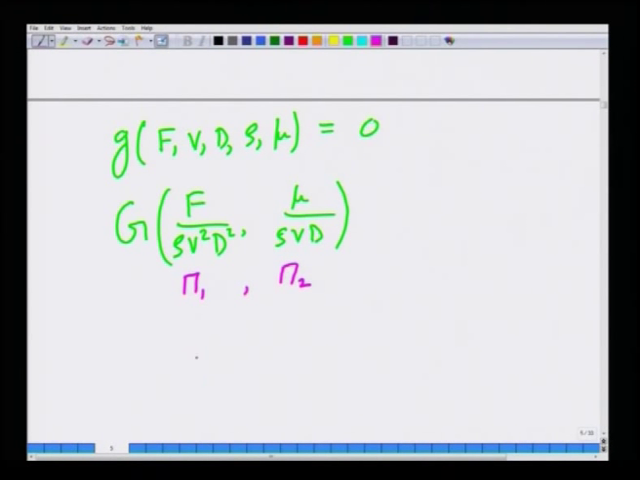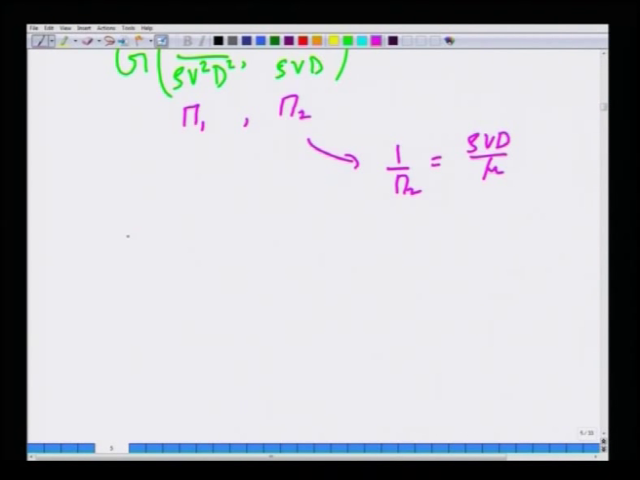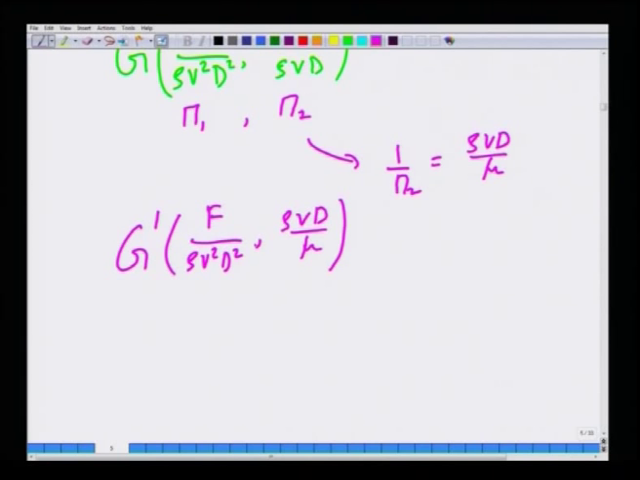Okay. We can always write, instead of writing mu by rho v d, we can also write 1 over pi 2 is rho v d by mu. You will get some other functional relationship between these two, let us say g prime of f by rho v squared d squared, and essentially you have 2 non-dimensional groups, and you cannot construct one out of the other. They are 2 independent non-dimensional groups from the original set of 5 parameters.